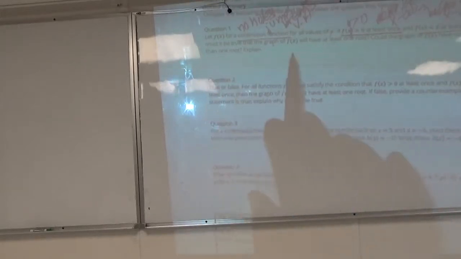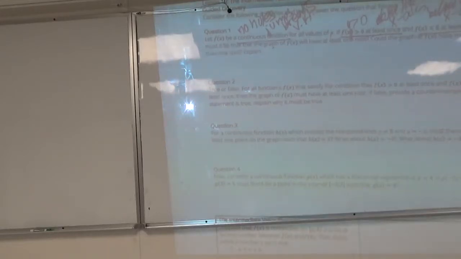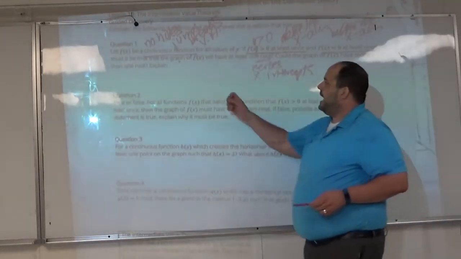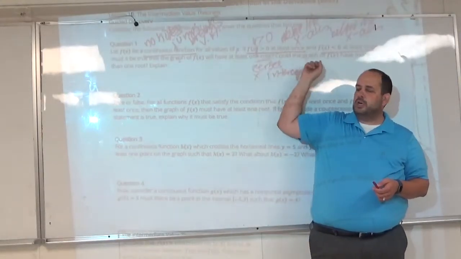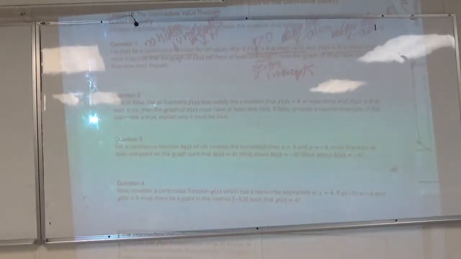Does it have to be true that the graph will have at least one root? Last class there was some confusion. I said root here, and I think they thought I meant square root. What's the root that I mean here? I mean like zeros. Maybe you know this as x-intercepts. The question is, does the graph of f of x have to have at least one root? Could it have more than one? Take a minute, discuss, I'll be back in a second. If you think it's true, give me a sketch.